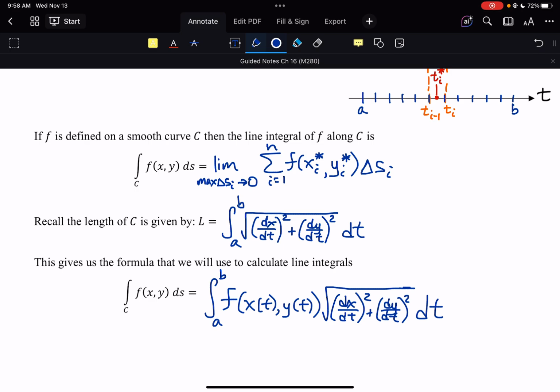So everything here is in terms of t. All the x's, the y's, the derivatives, everything is in terms of t, and it's getting evaluated from a to b.